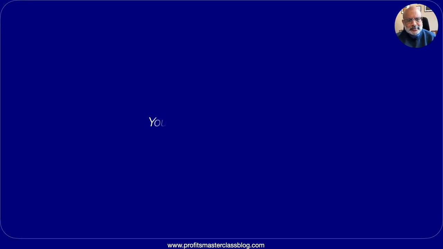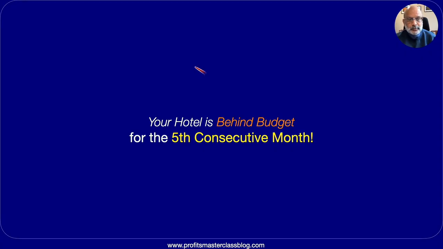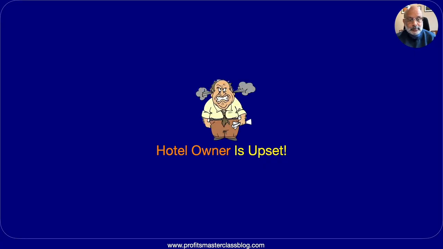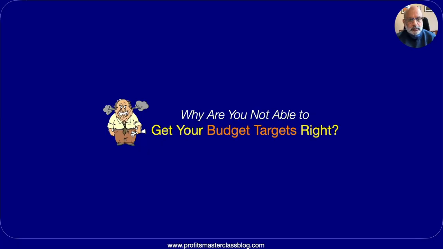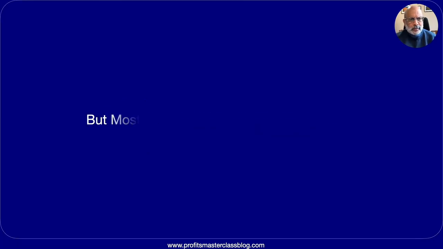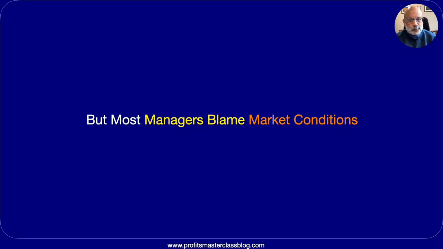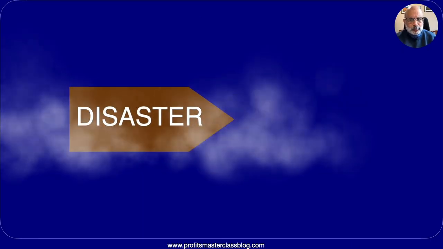It's happened yet again. Actual results have trailed budget by a significant amount. The continuous shortfall from budget has annoyed the hotel owner. He's demanding to know what's going wrong. Hotel managers tend to blame market situations for not achieving budget. However, the fact is, the competition is doing well. Do you want to have continued chaos on your hands?